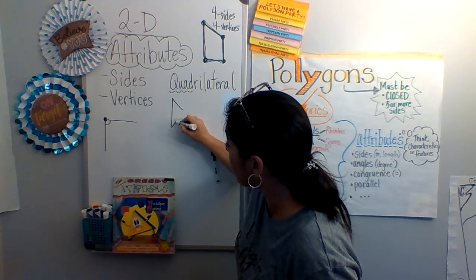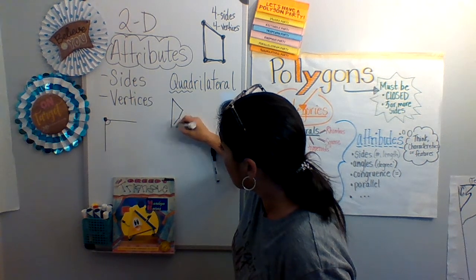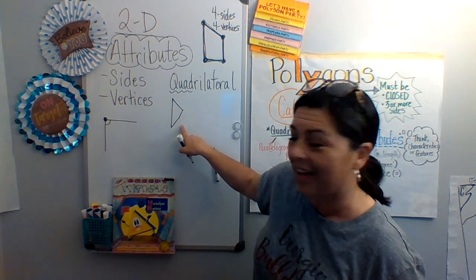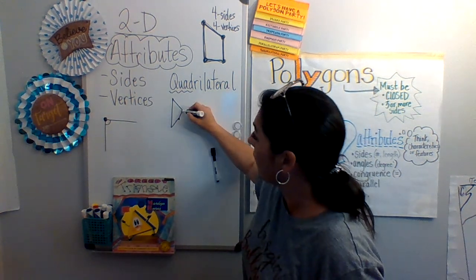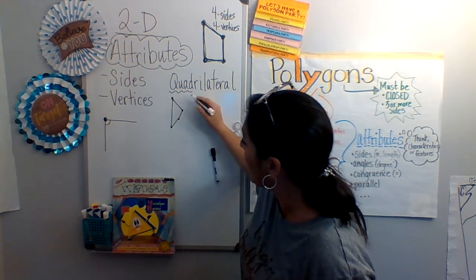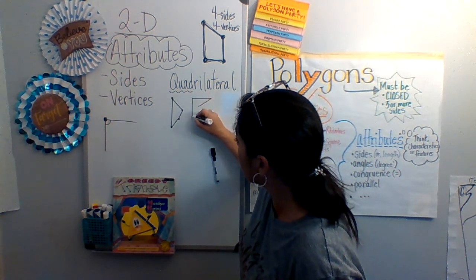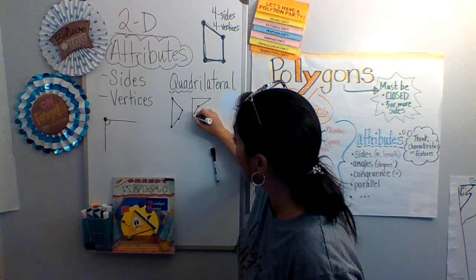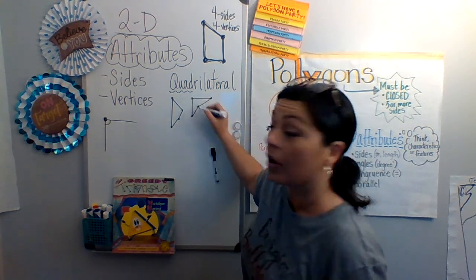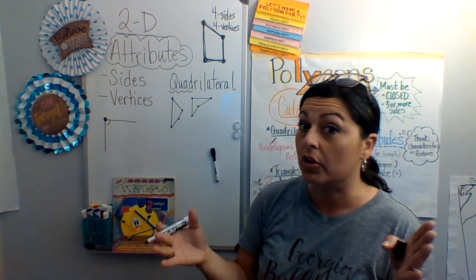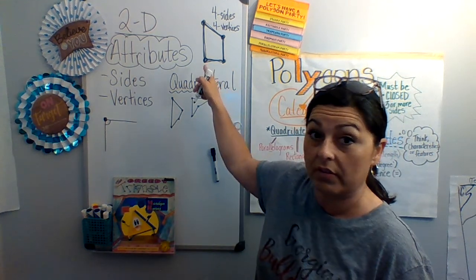watch this. You might say, oh, that's, no, it's not. There's one right here, here, here, and here. What about this one? Ooh. So remember, not all quadrilaterals are going to look like squares and rectangles like this, okay?